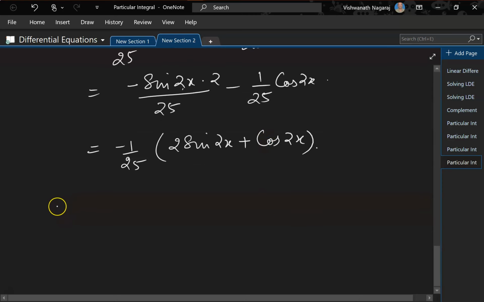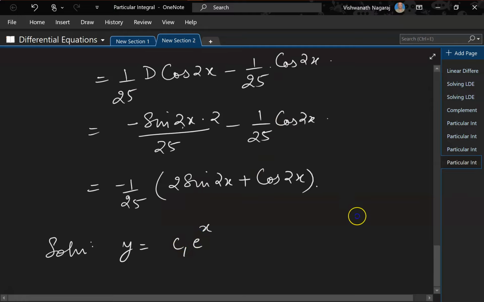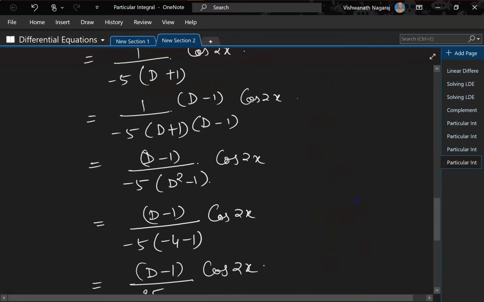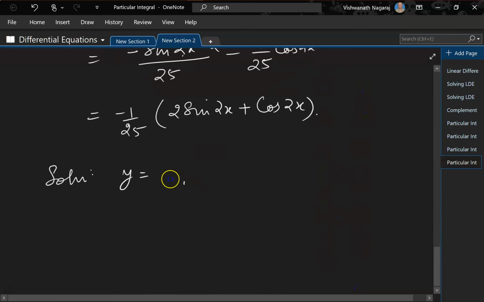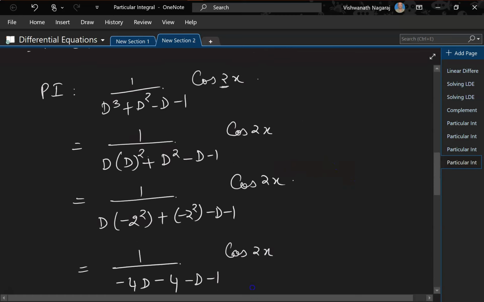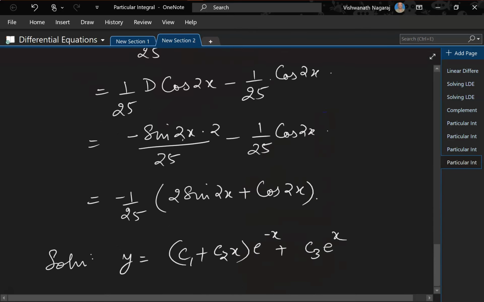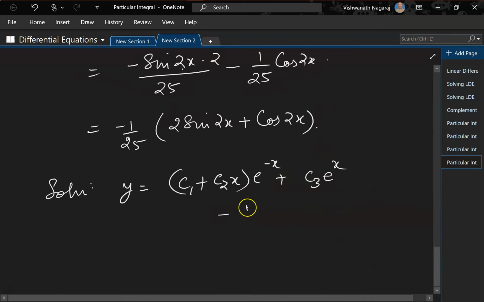So our final solution is y = (c1 + c2x)e^(−x) + c3eˣ − 1/25 (2 sin 2x + cos 2x). First we have taken the repeated roots, okay, no problem.